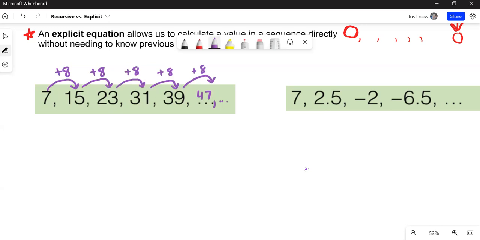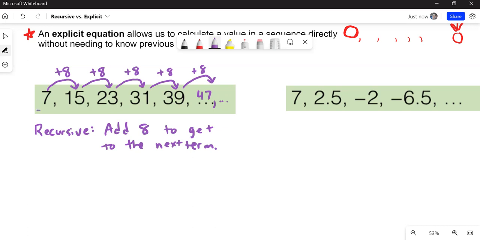Understanding that adding 8 each time is recursive. That's the recursive idea. We add 8 to get to the next term. Now, that's well and fine unless I want to go way, way out there and I ask something like, what is the 50th term? Well, I'd have to keep going. First term, second term, third term, fourth term, fifth term, sixth term. I have to go all the way to the 50th term. And that might be a bit tedious.